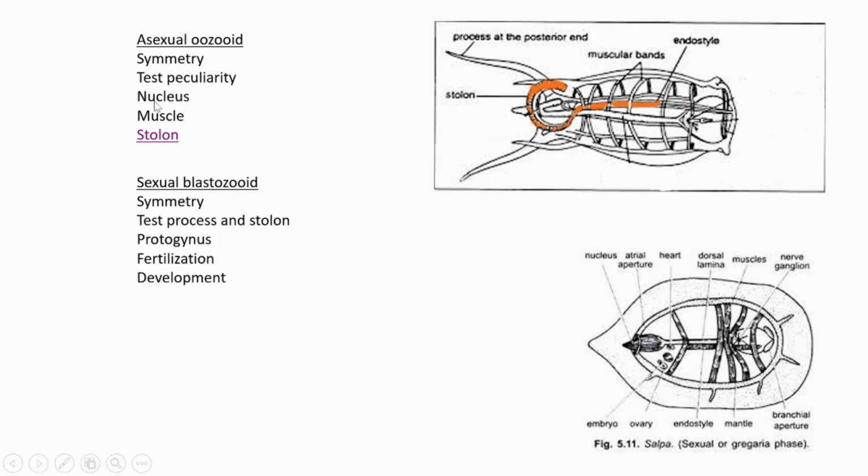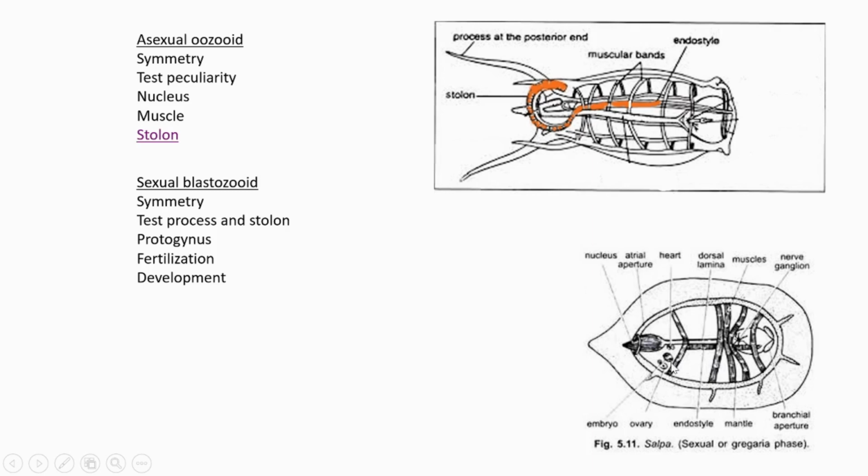The sexual phase is represented by the blastozooid. The blastozooid is formed at the end of the asexual phase that we have seen here. Then we are going to understand what is happening to this blastozooid. This blastozooid is very small in size. It is ovoid in outline, and it is asymmetric.